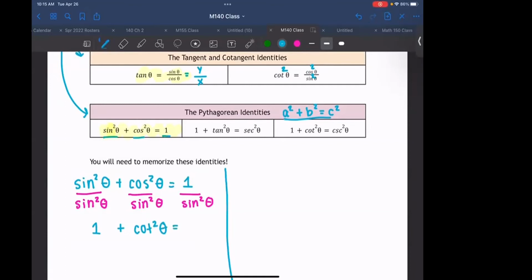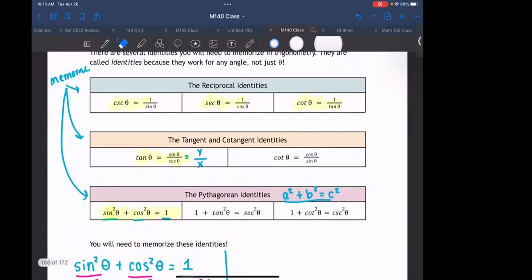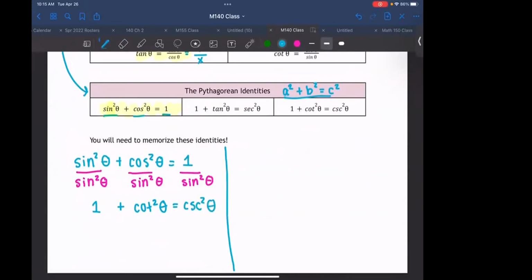Finally, we have 1 over sine squared. Anything up here look like 1 over sine? Cosecant. And since it's squared, what do you think it's going to be? Cosecant squared. Good. Let's take a look at what we've done. We started out with one thing that we've memorized, sine squared plus cosine squared equals 1, and we ended up with 1 plus cotangent squared equals cosecant squared. So as long as you memorize the first one, you can always get to the third one.